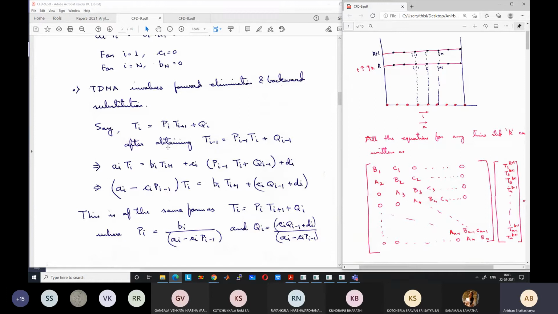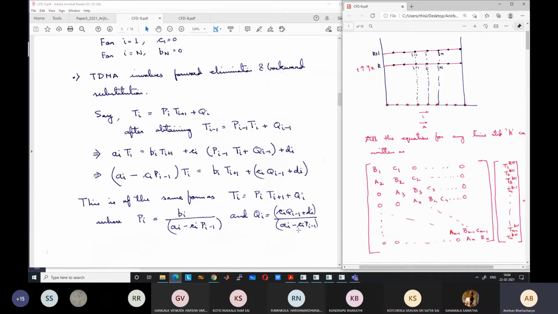This is exactly of the form we have discussed previously: T_i = P_i T_{i+1} + Q_i. What is the value of capital P_i? Capital P_i is equal to b_i divided by a_i - c_i P_{i-1}, which we have just derived. And what is the value of capital Q_i? Capital Q_i is equal to c_i Q_{i-1} + d_i divided by a_i - c_i P_{i-1}. So this we have derived.